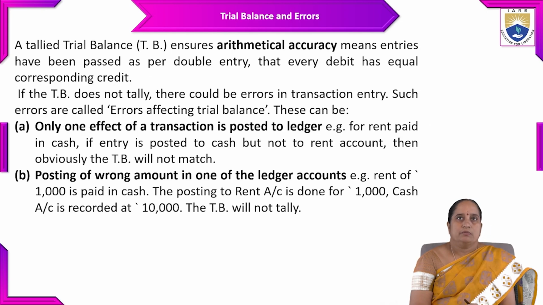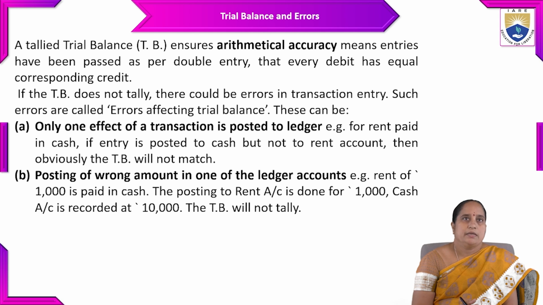And coming to the trial balance and errors, a tallied trial balance ensures arithmetical accuracy, which means entries have been passed as per the double entry, that every debit has an equal corresponding credit. If the trial balance does not tally, there could be errors in transaction entry. Such errors are called errors affecting the trial balance.